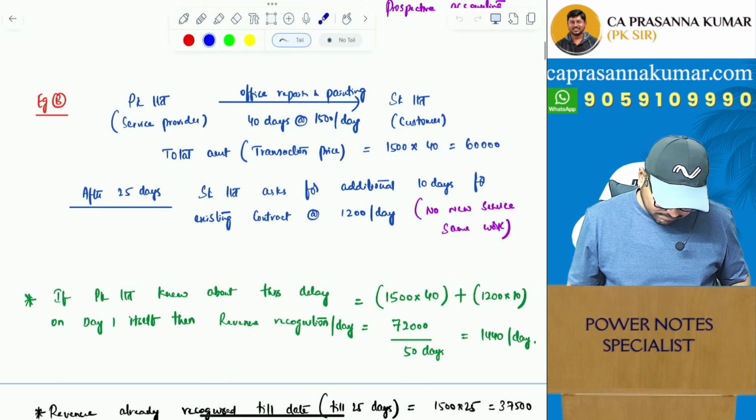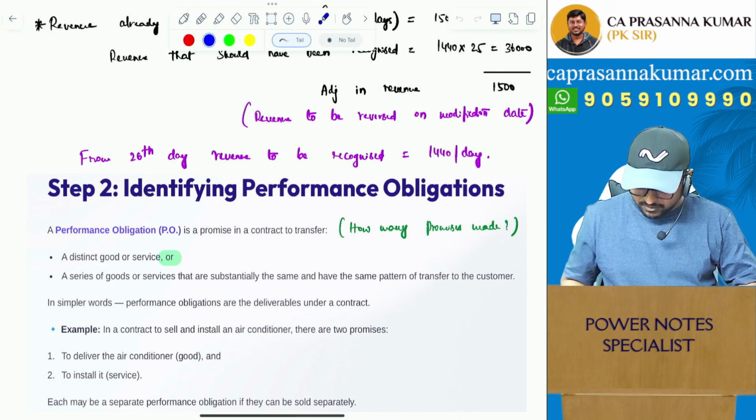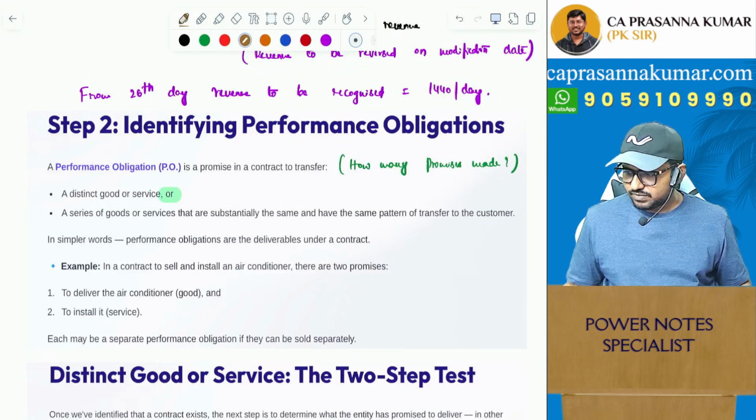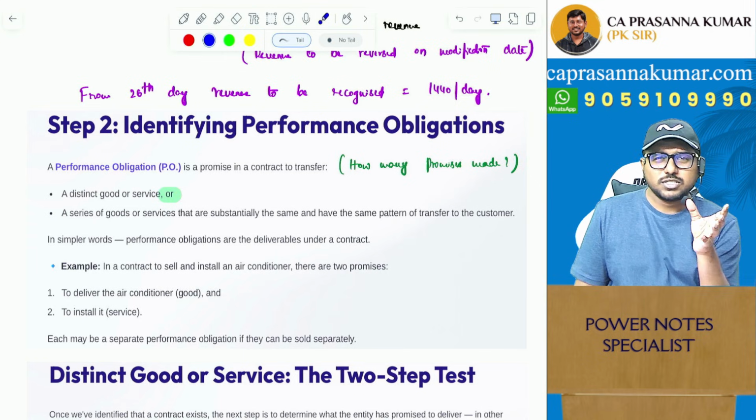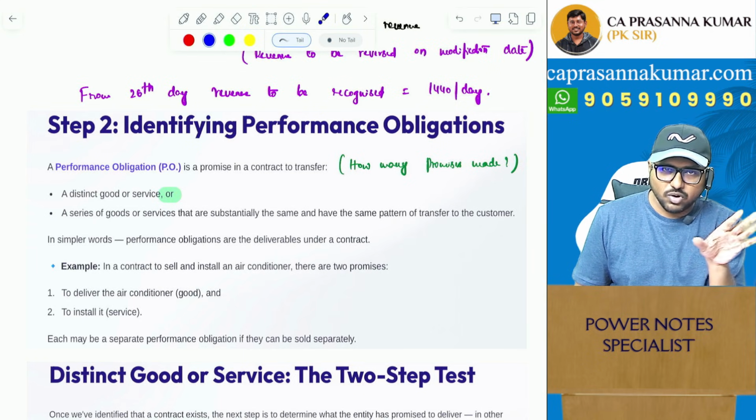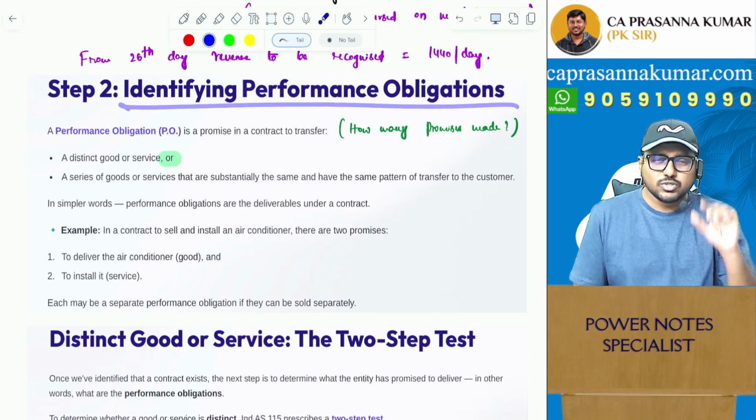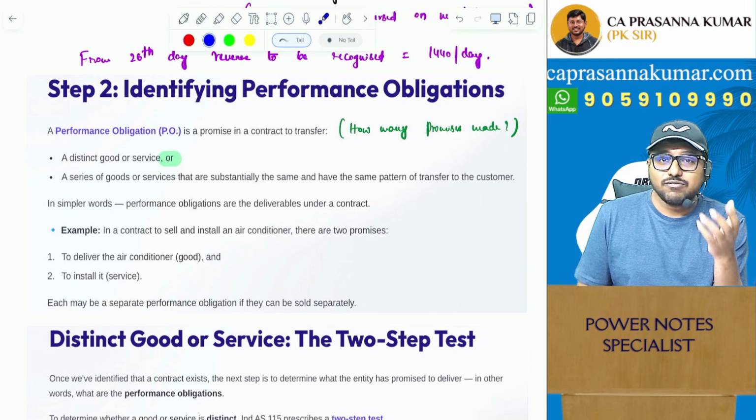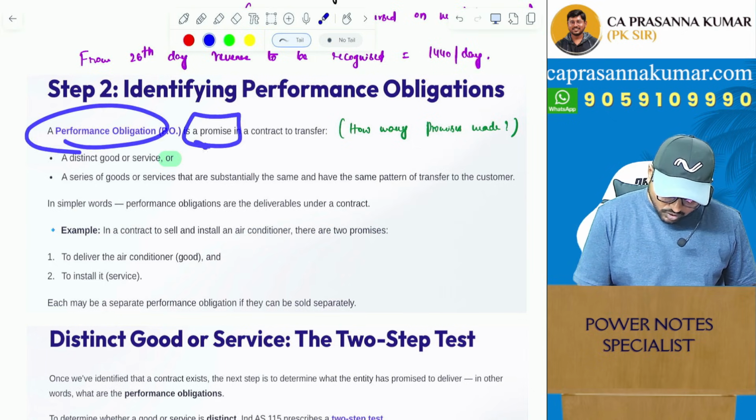Chalo. Are we done with this? So with this, we are done with step 1. Let's continue with step 2, guys. Now this is a relatively small and easier step. The real challenge will be when we go to step 3, which will take a lot of time. Again, step 4 and step 5 are easier. Chalo. Identifying performance obligations: simply put, we have to identify how many promises are made. A performance obligation is a promise in a contract.